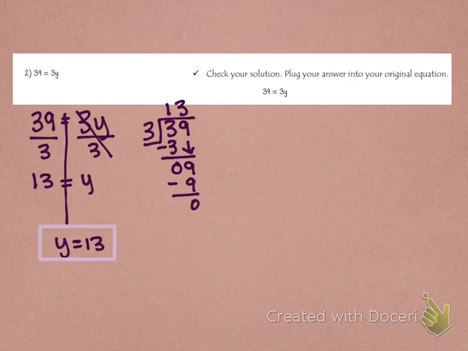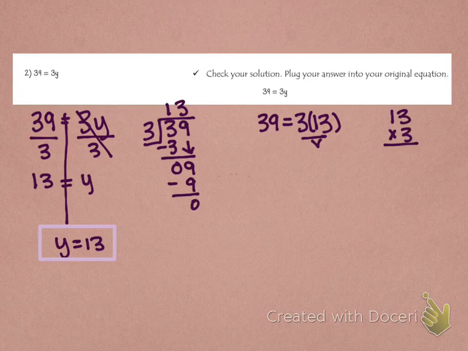So again, we're going to check our answer. And we're going to plug in 39 equals 3. Remember, I can't just write 13. I have to put it inside parentheses. A number attached to parentheses indicates multiplication. So I'm going to multiply these two numbers. 13 times 3. 3 times 3 is 9, and 3 times 1 is 3. Therefore, I see that 39 does equal 39. Therefore, it's true, and we got our solution correct.